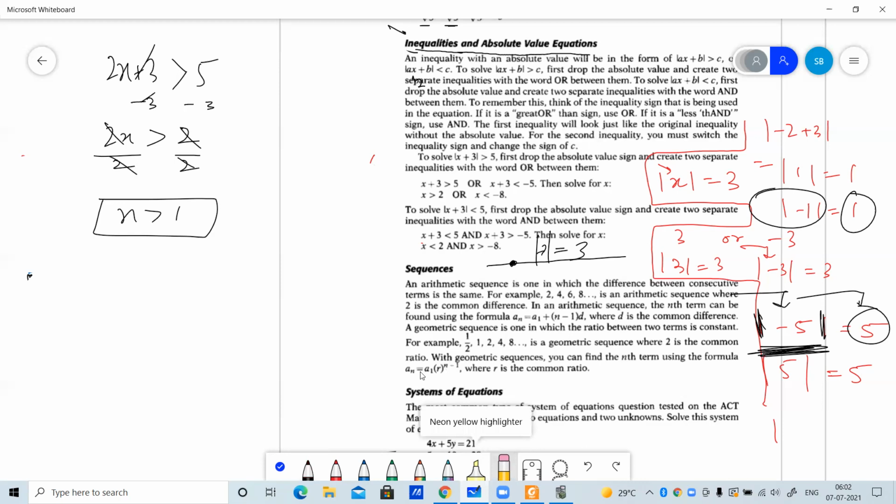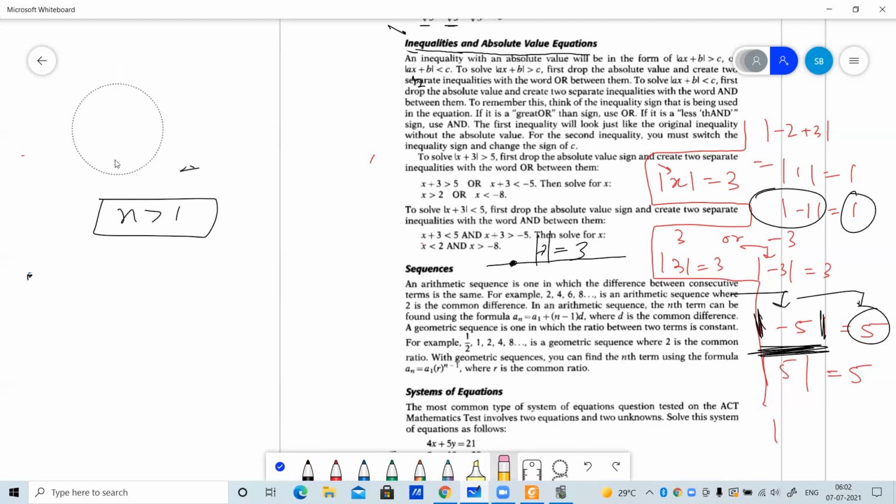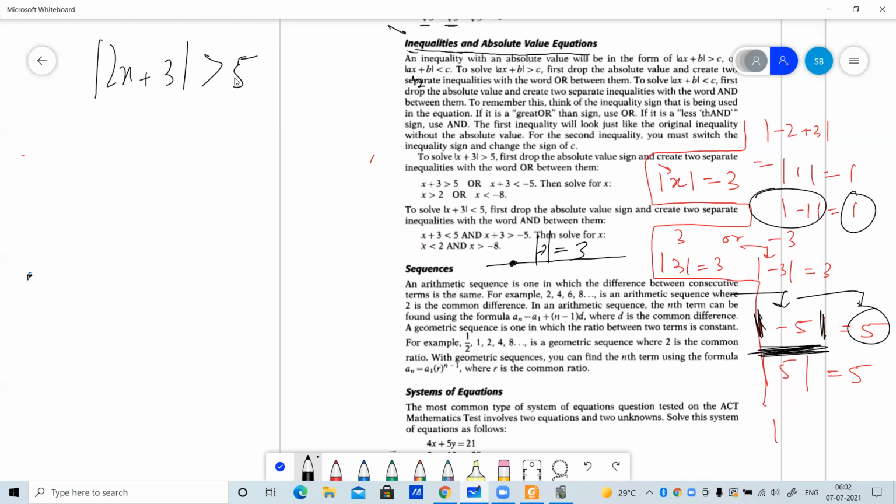Now let us go to absolute value inequality. How do we solve that? For example, you're having the absolute value of 2x plus 3 that is greater than 5. Greater, right? So you're having a greater sign. I have deliberately written OR in capital because whenever you're having a greater than sign, you have to make two inequalities. You have to make two inequalities.